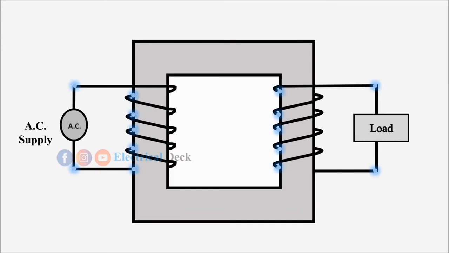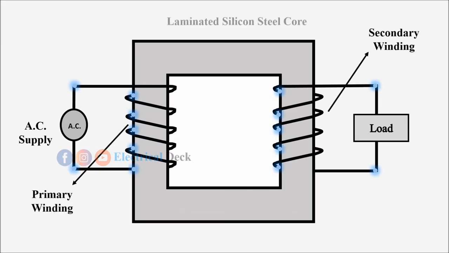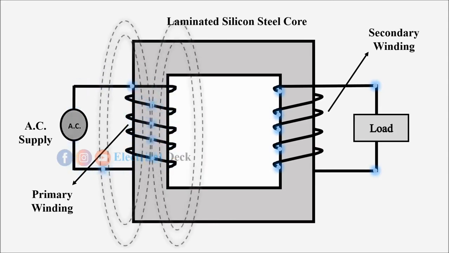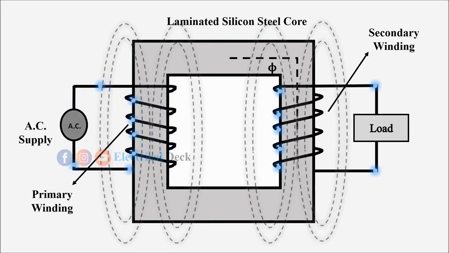The basic principle on which the transformer works is Faraday's law of electromagnetic induction or mutual induction between two coils. The transformer consists of two separate windings, primary and secondary, placed over the laminated silicon steel core. When an alternating supply is given to the primary winding, the primary winding sets up an alternating flux. This alternating flux phi circulates through the core of the transformer, and it links with the secondary winding.